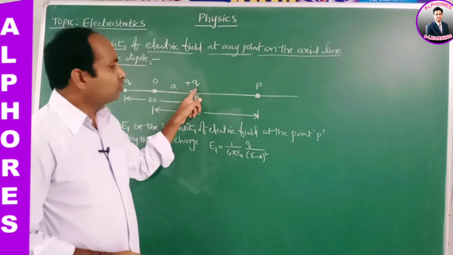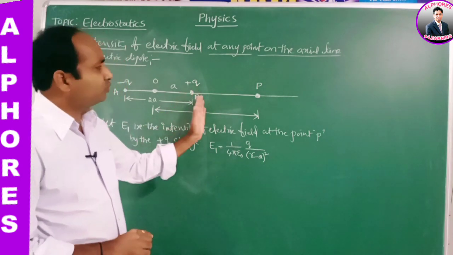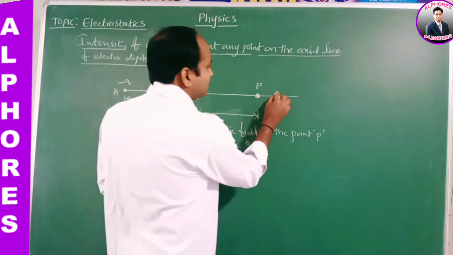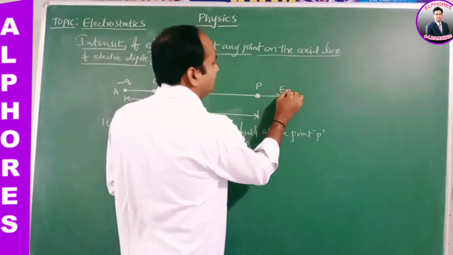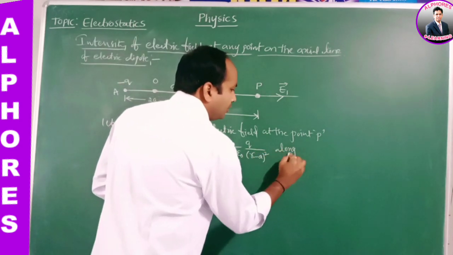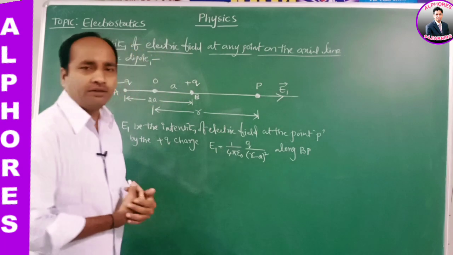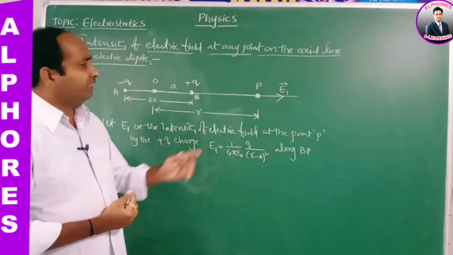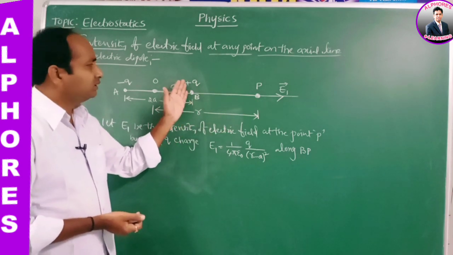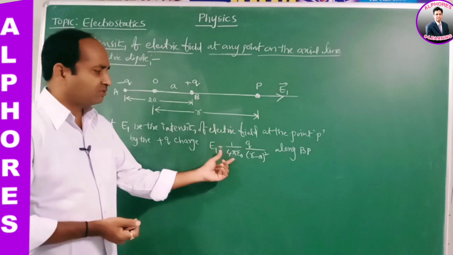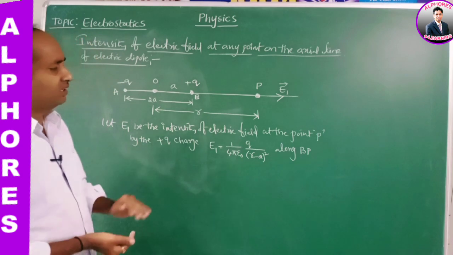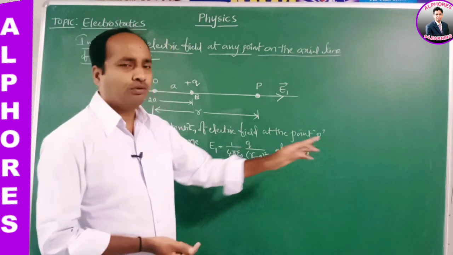We know that the intensity of electric field produced by the positive charge is in the radially outward direction, meaning it is along the direction of BP. This is the E1 vector direction, along BP. So E1, the intensity of electric field at the point P by the positive charge plus q, has magnitude 1 by 4 pi epsilon naught, q by (r minus a) whole square. It acts along the direction of B to P.